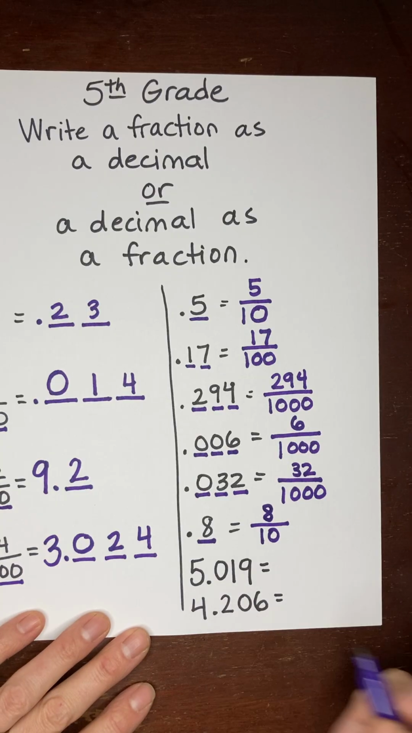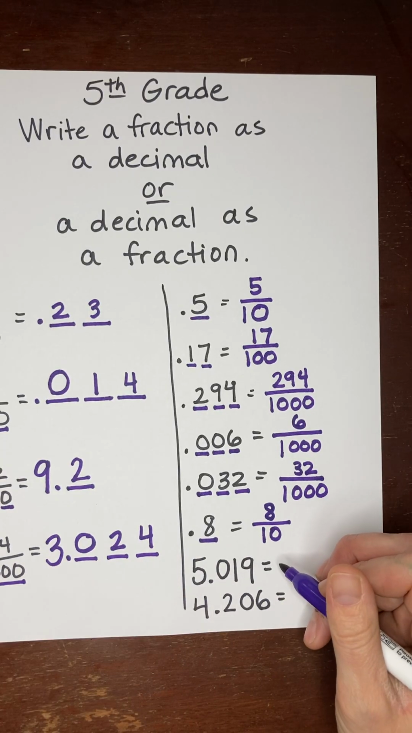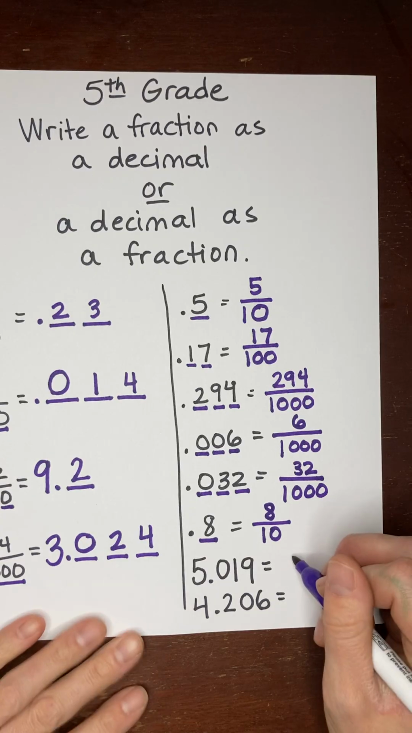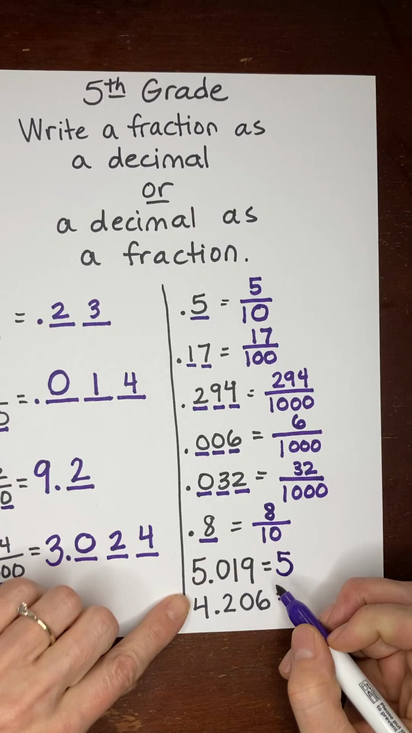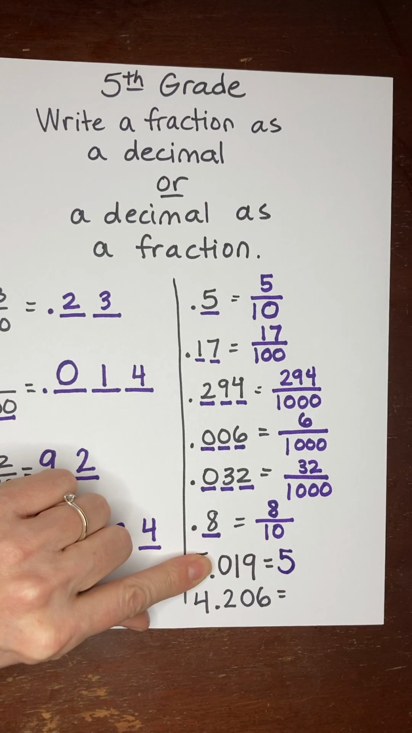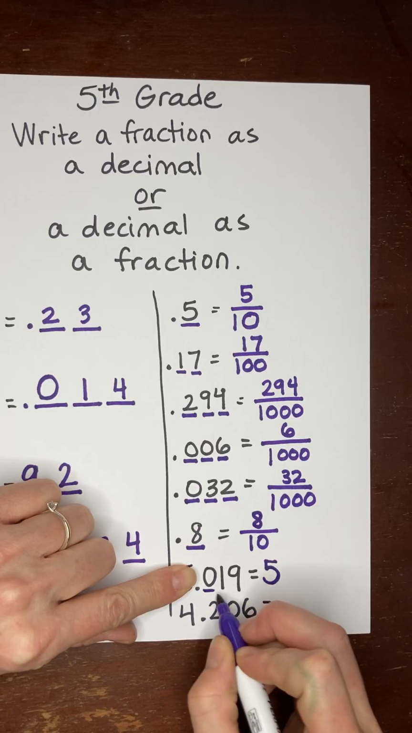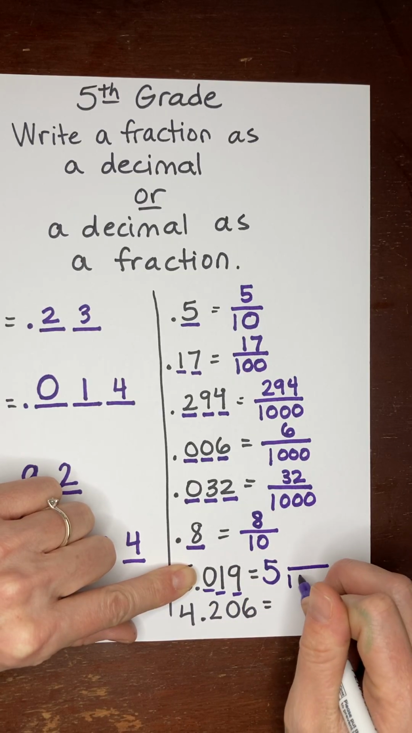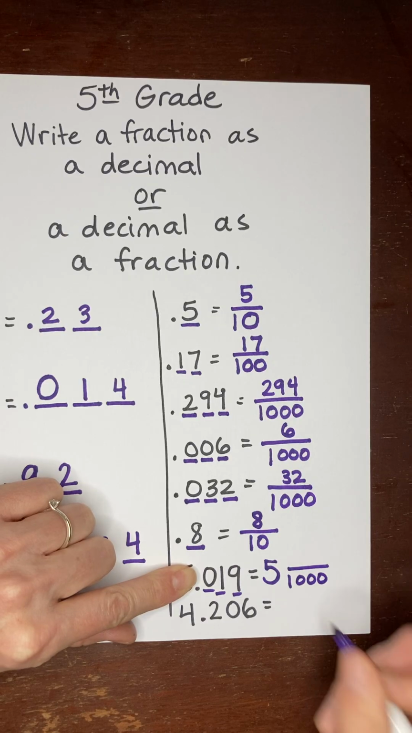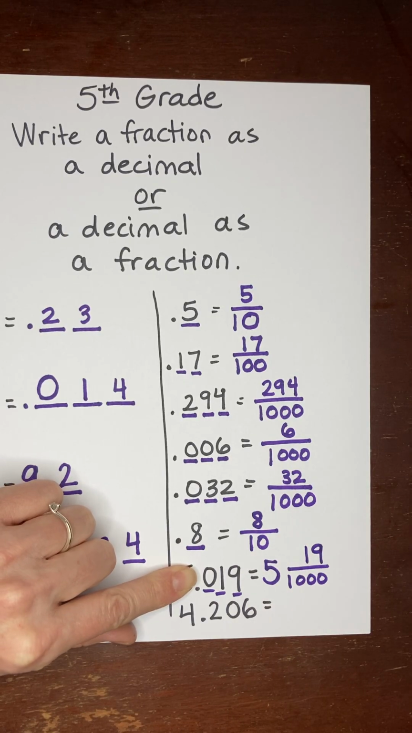What about a mixed decimal? So 5.019. Well, just like over here with these mixed numbers, I'm going to have a 5, and then I need to make a fraction with this decimal. So I can kind of cover that up for a second and treat it just like all these other ones here. There's 1, 2, 3 decimal places. So I'm going to have a fraction with 1, 2, 3 zeros, 1,000, and then put 19 at the top.